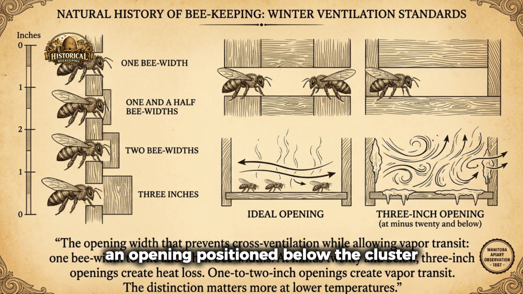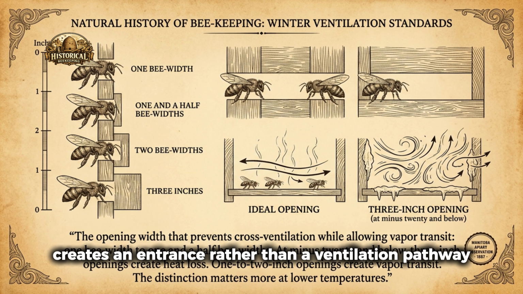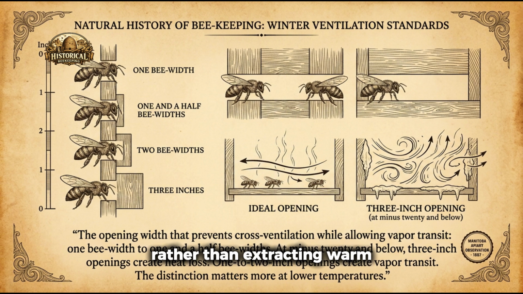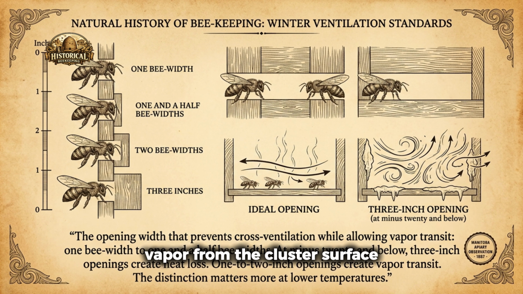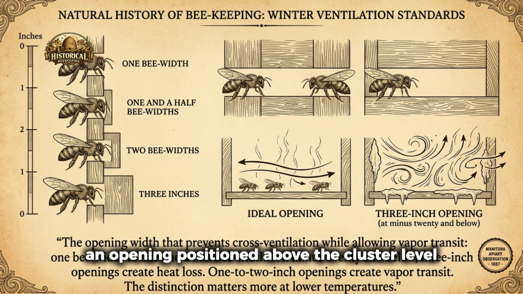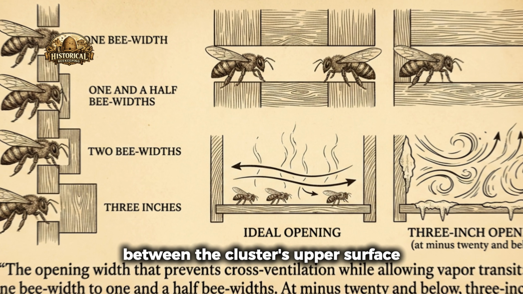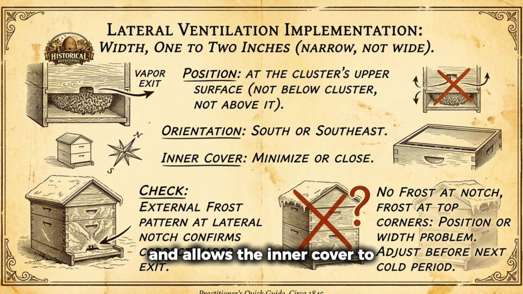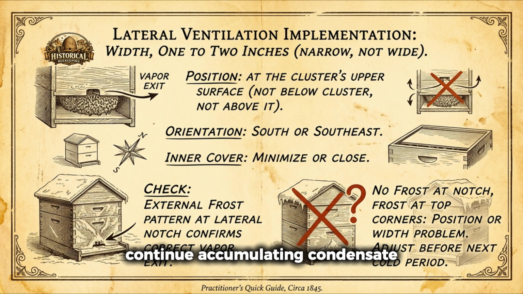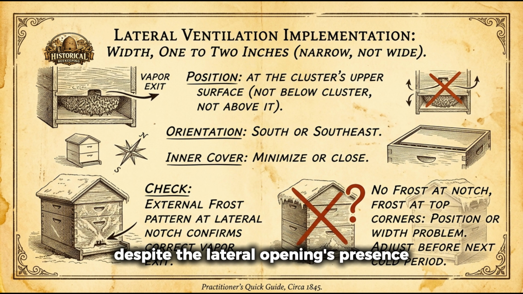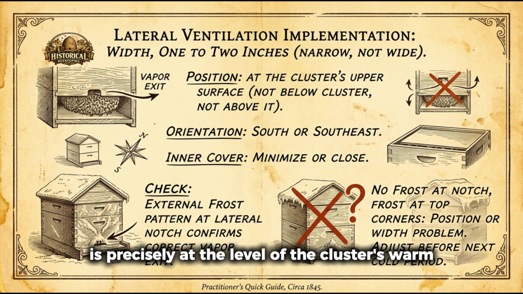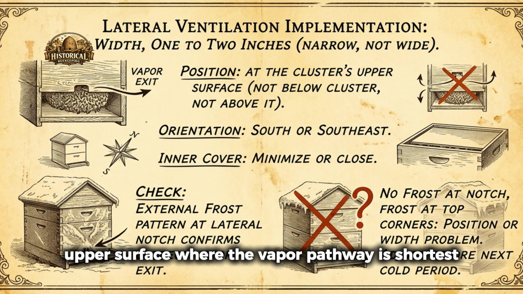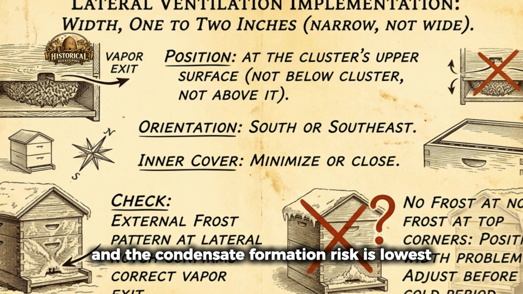An opening positioned below the cluster creates an entrance rather than a ventilation pathway, admitting cold air into the brood chamber space rather than extracting warm vapor from the cluster surface. An opening positioned above the cluster level, between the cluster's upper surface and the inner cover, is too close to the condensation zone and allows the inner cover to continue accumulating condensate despite the lateral opening's presence. The correct position is precisely at the level of the cluster's warm upper surface, where the vapor pathway is shortest and the condensate formation risk is lowest.